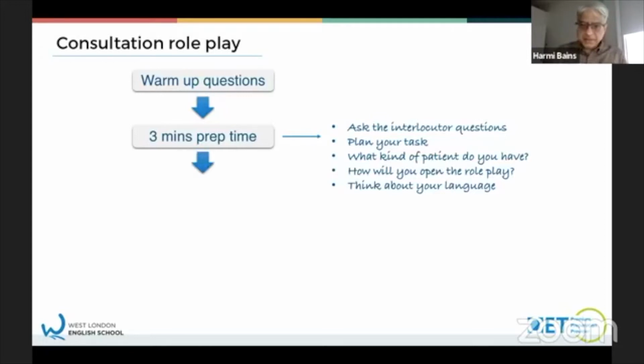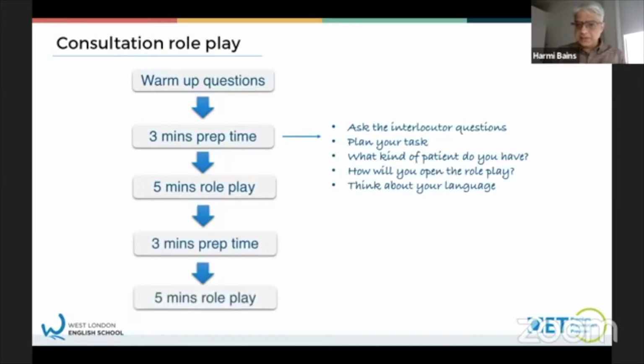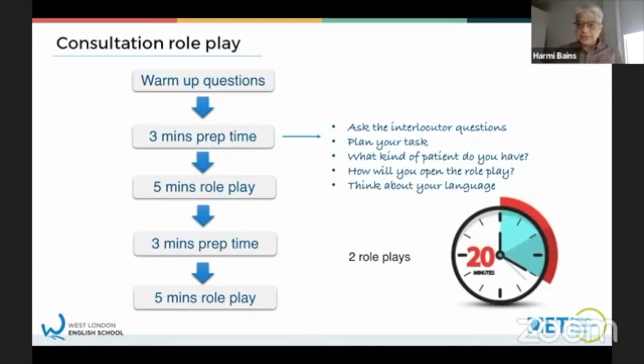After the 3 minutes is up, then you start the role play. You've got 5 minutes to do this. You give back your card and you're given another card. And then you do the whole cycle again, 3 minutes to prepare, 5 minutes to do the role play. So you do 2 role plays, and it's going to take about 20 minutes, more or less.